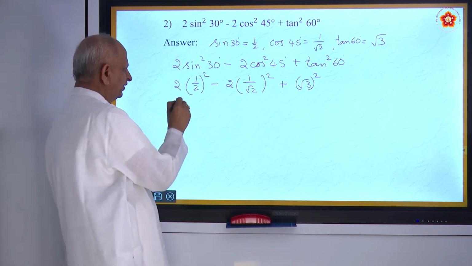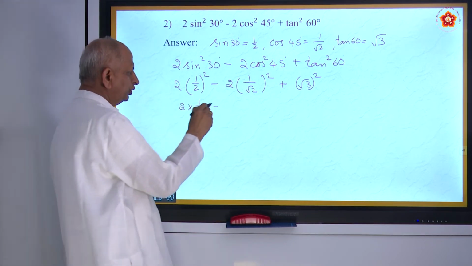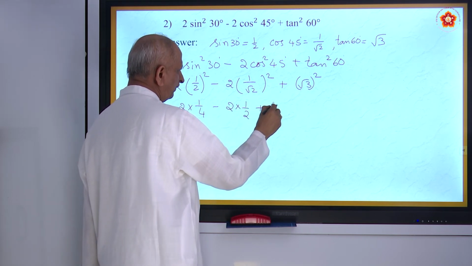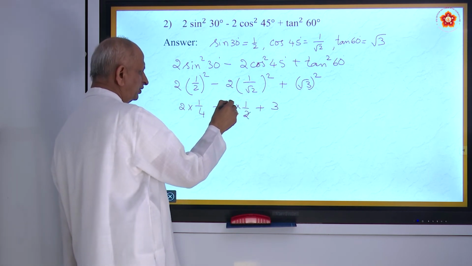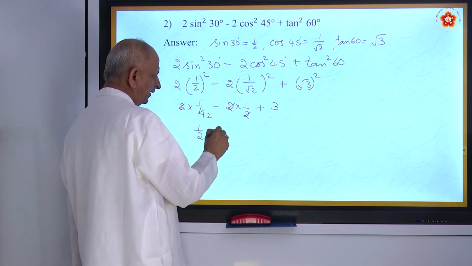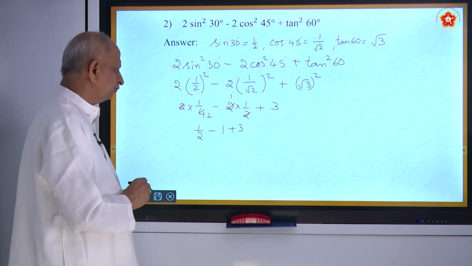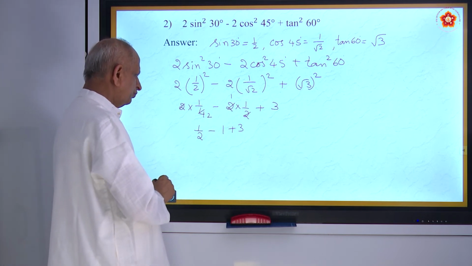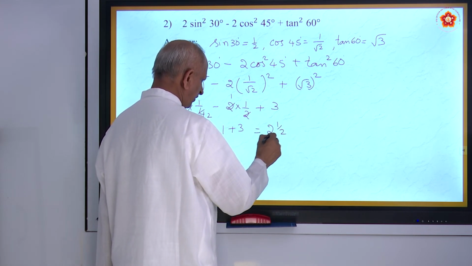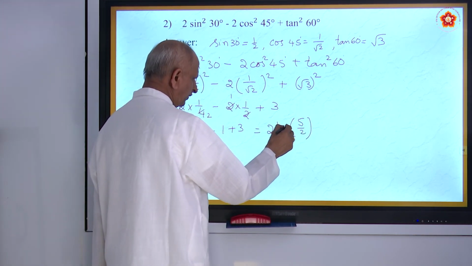Now this will be 2 into 1 by 4 minus 2 into (1 by root 2) square, which becomes 1 by 2. Root 3 square is 3. 2 ones are 2, 2 twos are 4. So this is half minus 1 plus 3. 3 minus 1 is 2, plus half, 2 and half. 2 and half, or you can write it as 5 by 2. Both are the same.